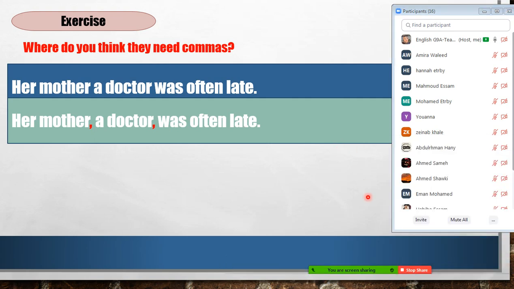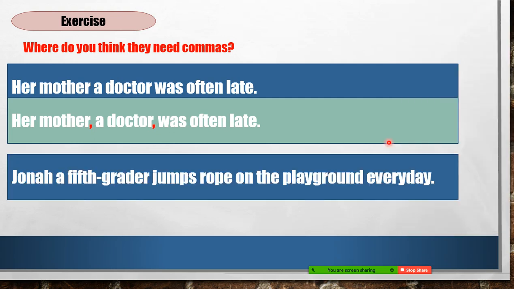Mohamed, are you here? Mahmoud Essam. Okay. Yes. Are you here? Fine. Now look at the second example. Jonah jumps rope on the playground every day.